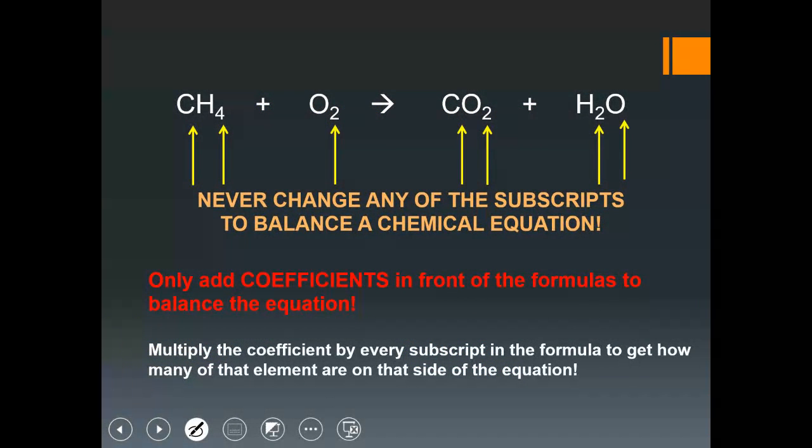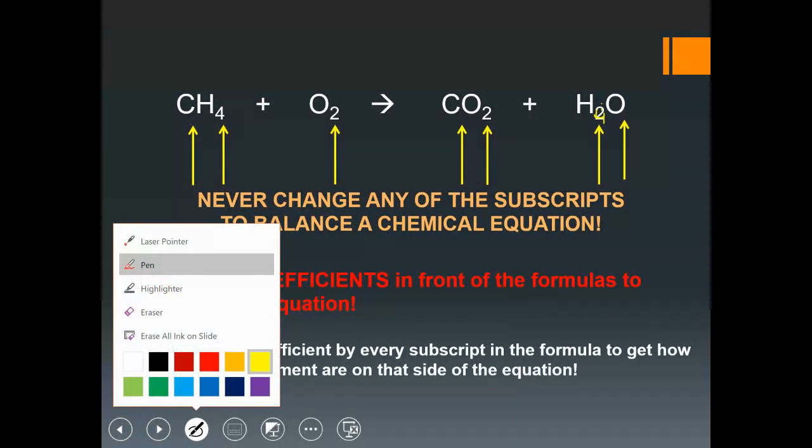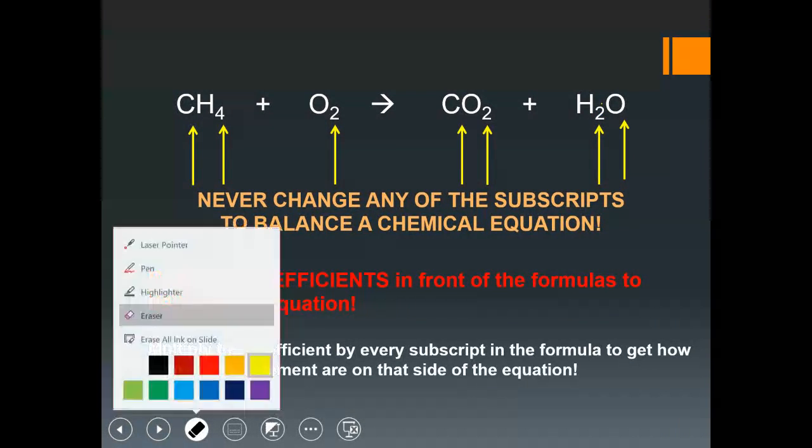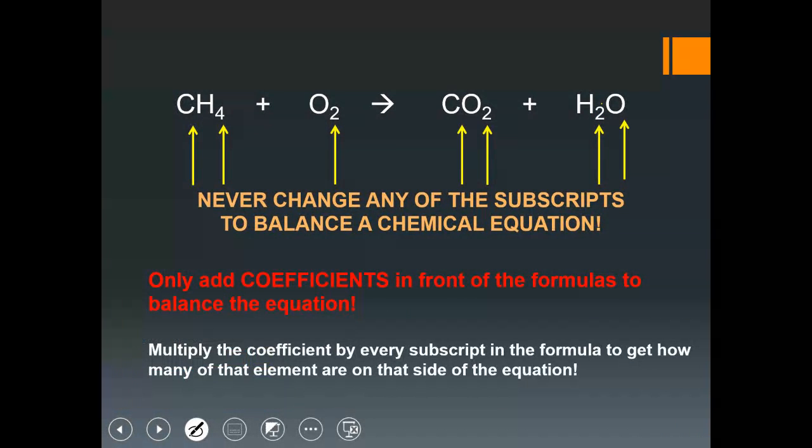So one of the rules is that we can never change any of the subscripts to balance a chemical equation. We might say, for example, okay, we need 4 hydrogens. So instead of a 2, let's just put a 4 in here. Well, the problem there is that H4O, that's not the formula for water. And this reaction makes water, and we have to keep the formula for water. We cannot change that, okay?